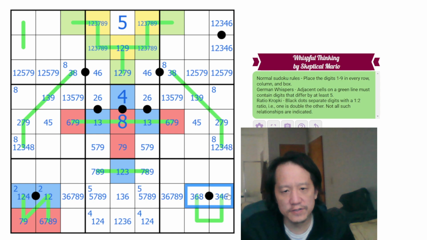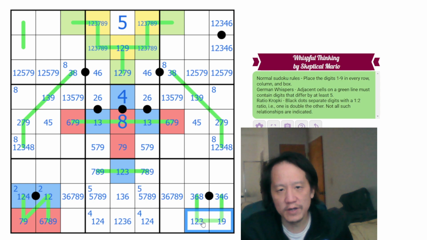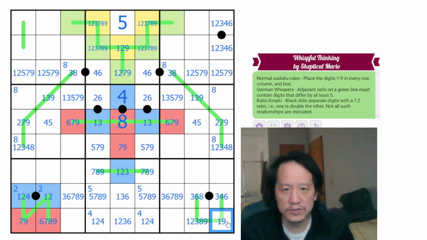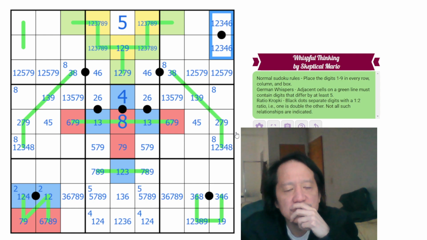If this is 4, this would have to be 8. This would have to be 9. And it could have a 1, 2, or 3 with it. If this is 3 or 6, one of them has to be 1. And the other one has to be 8 or 9. Okay, so this can't be 8. So this could be 8 or 9. So this is 1 or 9. 3, 4, 6. Okay. Hmm. Interesting.